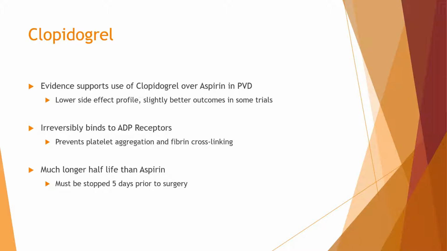The main mechanism of clopidogrel, by inhibiting and irreversibly binding to these ADP receptors, is that you prevent platelet aggregation and also fibrin cross-linking. But because we have irreversible binding to these receptors, we find that clopidogrel has a much longer life than aspirin. So when these patients are coming in for elective surgery, we tend to say that they should stop taking their clopidogrel 5 to 7 days prior to surgery.